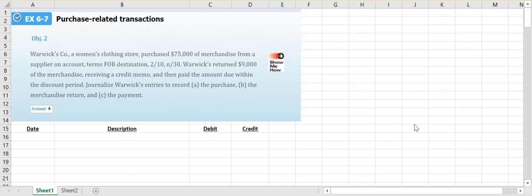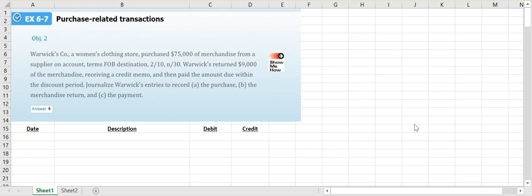In this example video, we're going to look at exercise 6-7 and look at transactions related to when, in a merchandising business, you are the buyer. So looking at purchase-related transactions. It tells us that our company is a women's clothing store and they purchased $75,000 of merchandise from a supplier on account. The terms are FOB destination, 2/10, net 30.